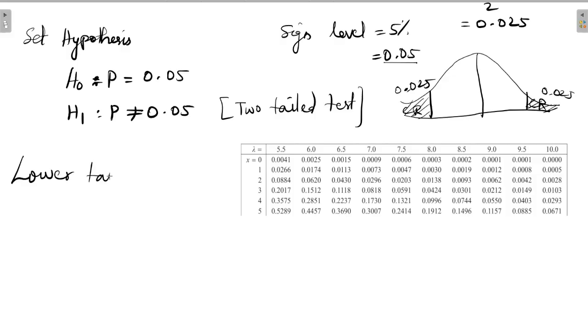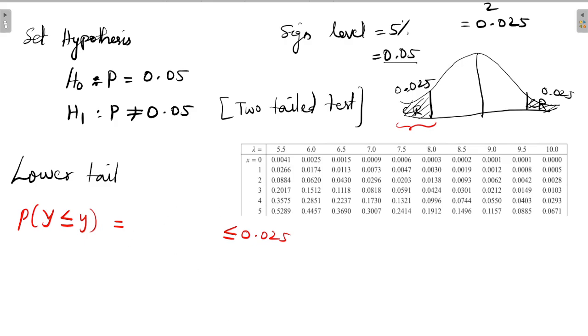Lower tail. The lower tail is the first part of this. So, the probability of Y less than or equal to y. What is this equal to? This probability value must be less than or equal to 0.025. It is less than or equal to our significance level.